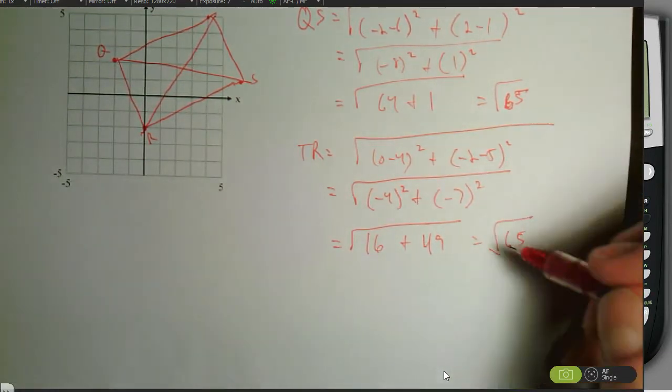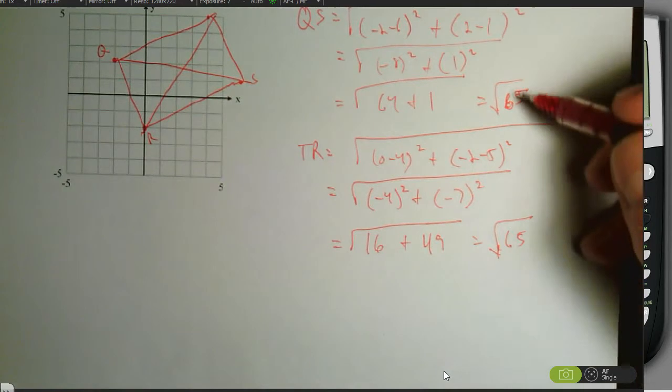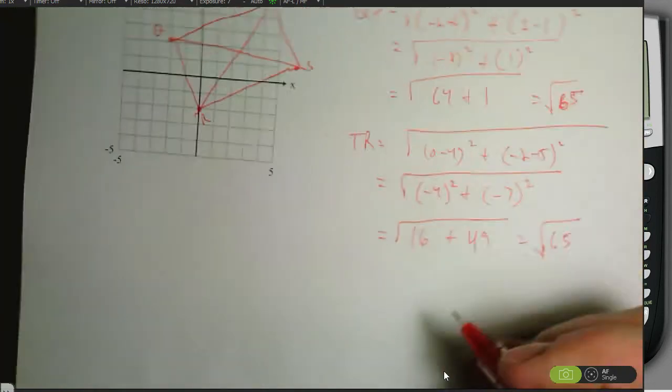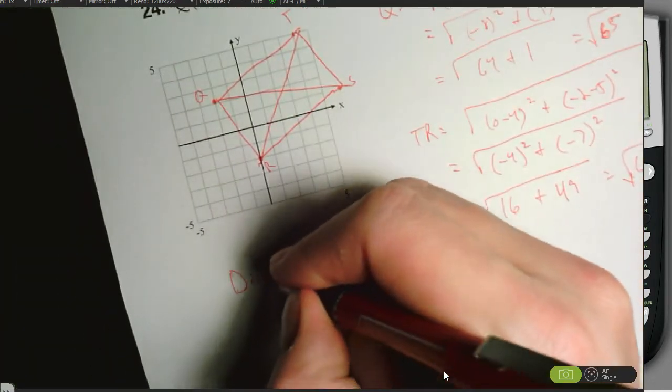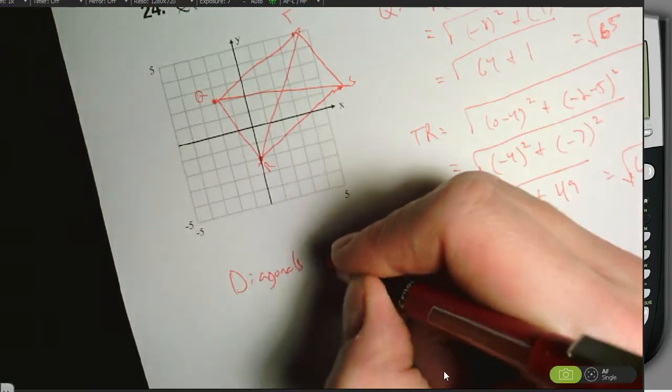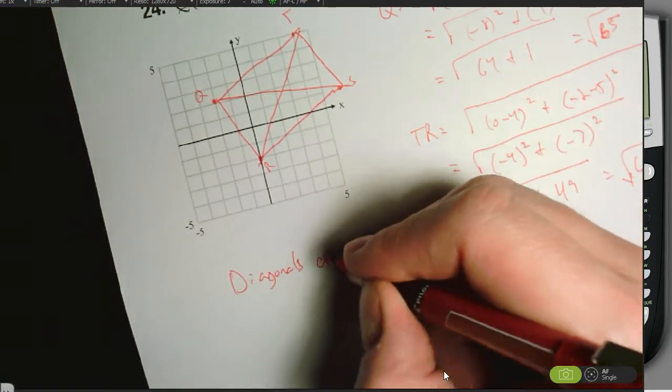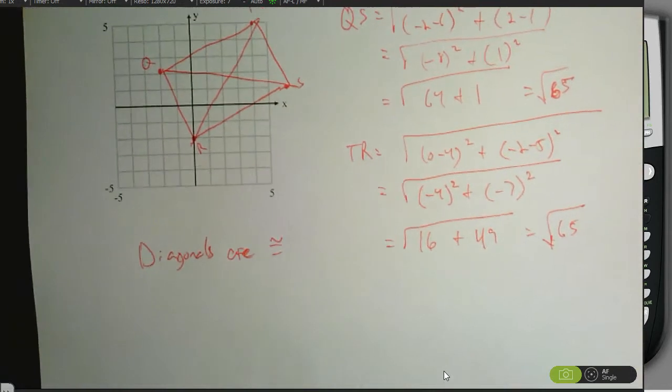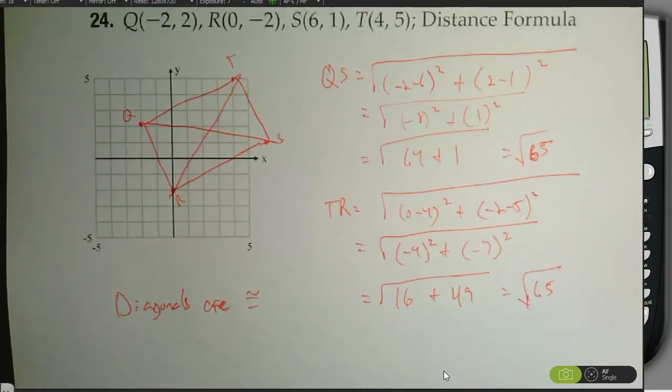Either way, I get back to root 65. Root 65 and root 65. Hey, it checks out. Diagonals are congruent. There we go. So that's the video for section 6.5.